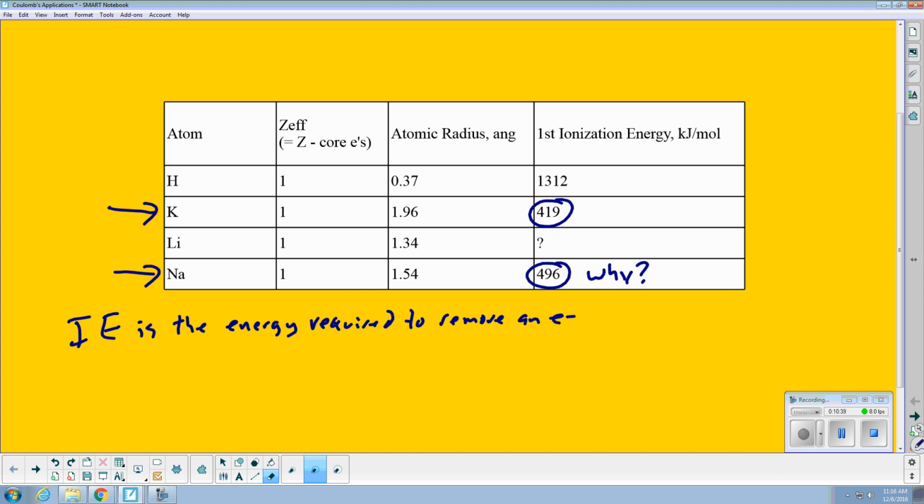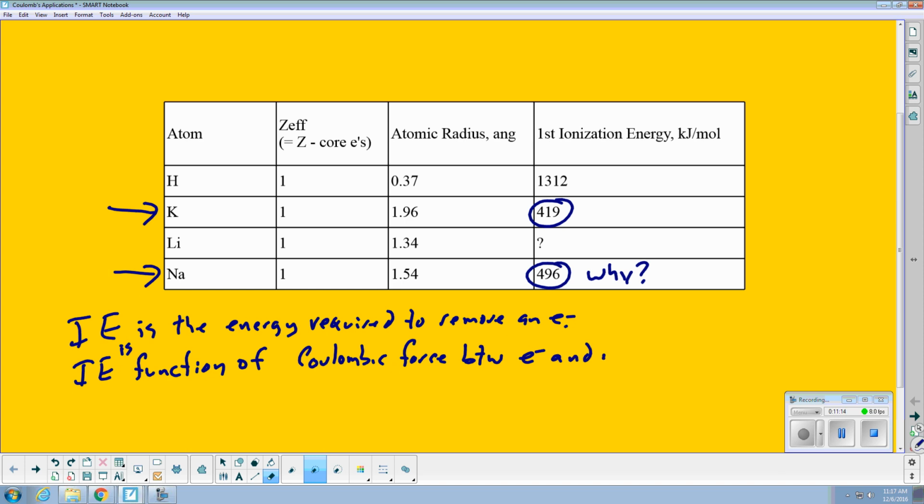So what we have to do is remove an electron. Well, the question is, why isn't the electron gone in the first place? And the answer is it's held there by a Coulombic attraction between the nucleus and the electron. So my ionization energy is going to be a function of my Coulombic force of attraction between the electron and the nucleus. Okay, great.